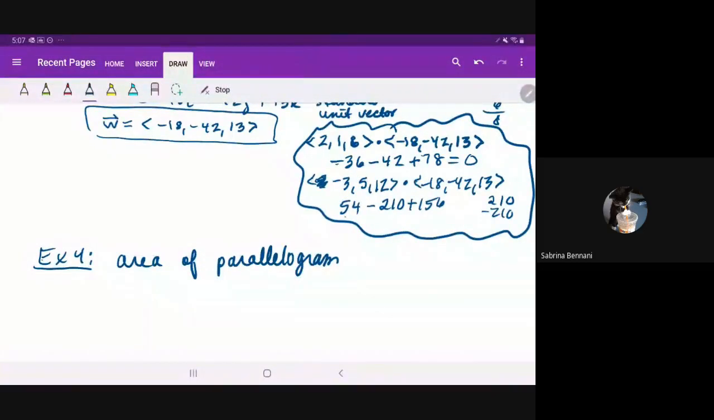Okay, and there's a formula. Well, let me show you the picture first of the parallelogram. Here's the parallelogram. This is vector u, this is vector v. They have to be adjacent vectors that share the same initial point. Okay, they share the same initial point. And the area of the parallelogram is the absolute value of the cross product.